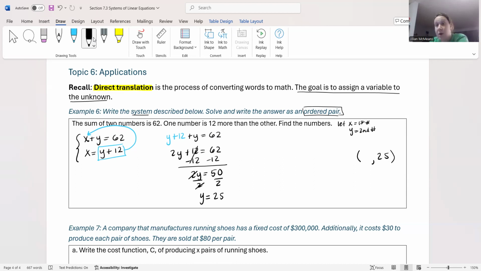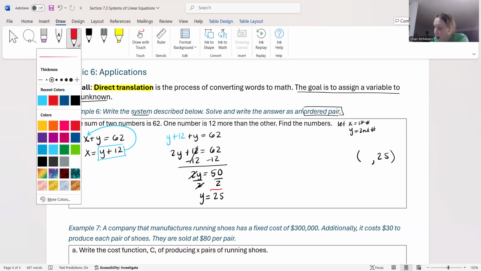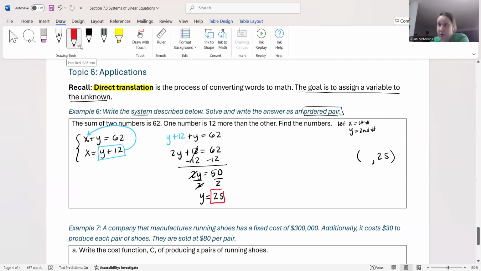Okay. Now, how do I figure out what x is? Well, I can take this value, let's use a different color here. I can take this value for y and plug it into either of the original equations. So let's say we plug it into that second equation for y. Okay. So that gives me x equals y, which is 25, plus 12. And 25 plus 12, that's all I have to do to figure out what x is. That would be 37.